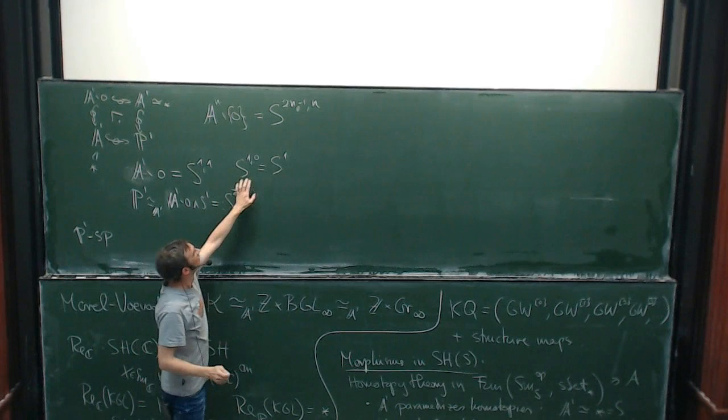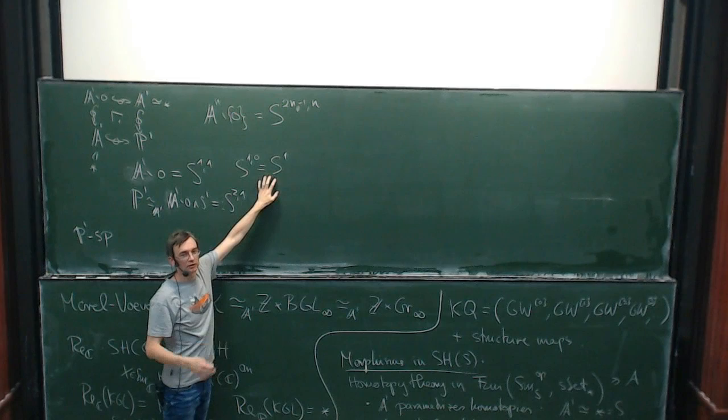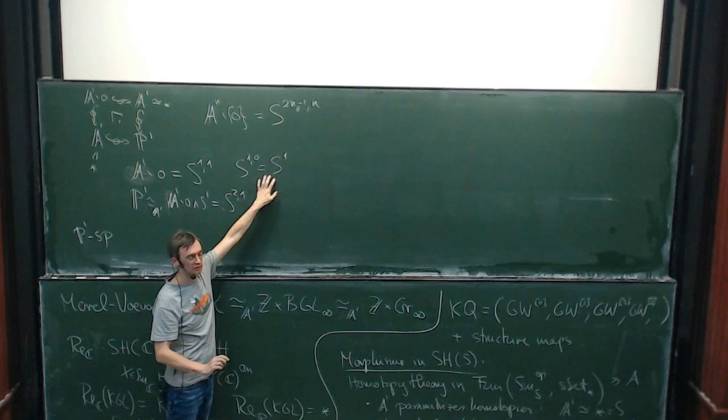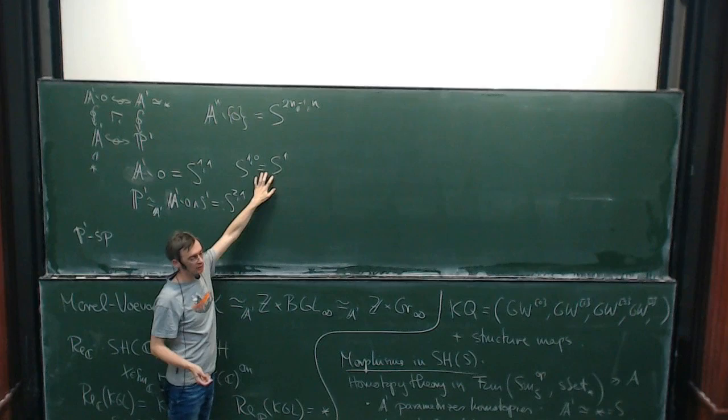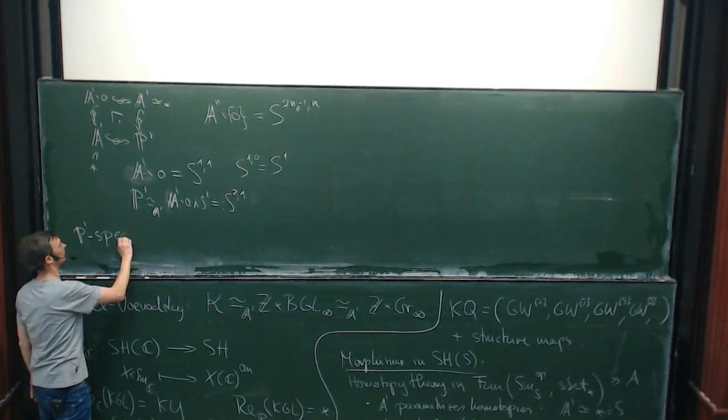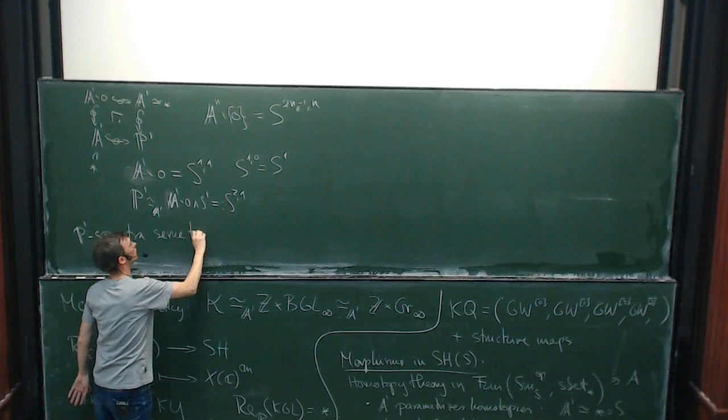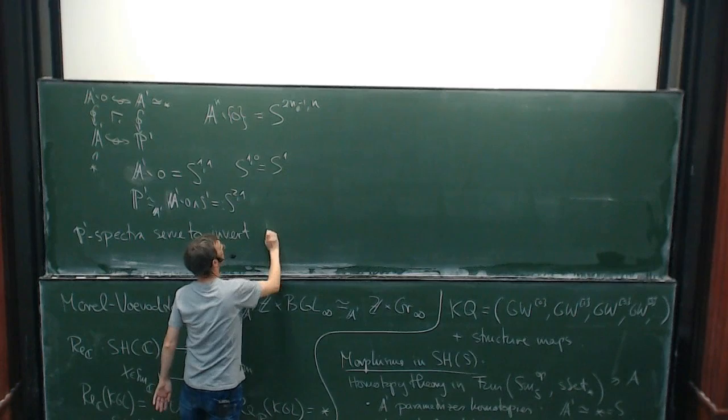Yes, this here is the classical sphere that helps. The associated presheaf is constant, with value being simplicial S1, and it's the one that we use when we smash with it for our triangulated structure. Okay, so P1 spectra serve to invert smashing with P1.